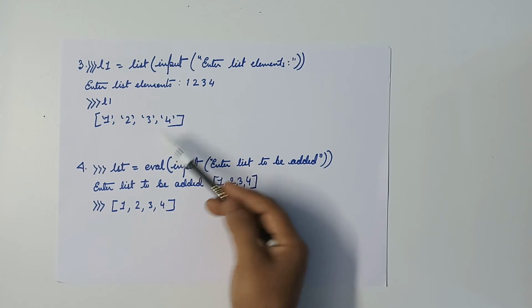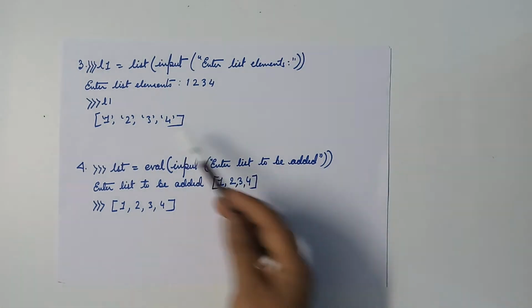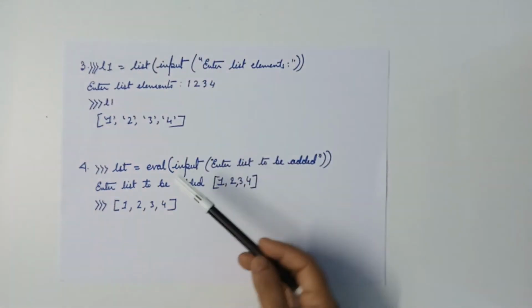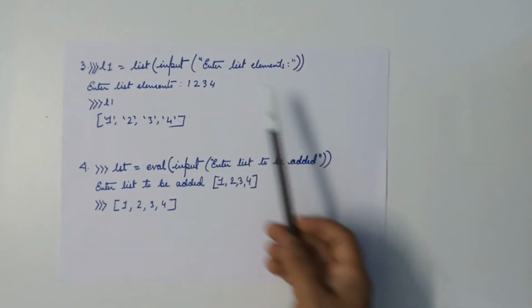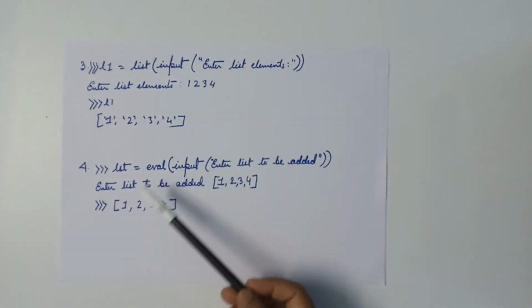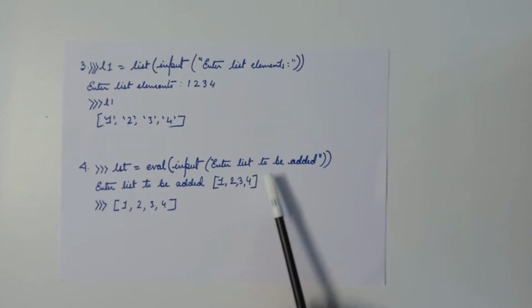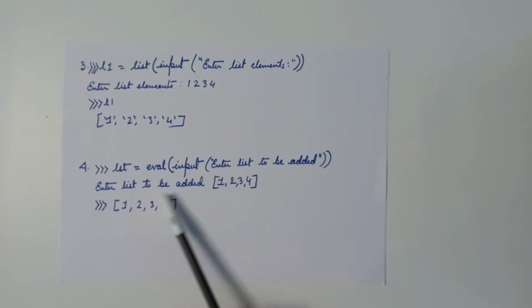So what can be done? To solve this problem, instead of using list, we can use the eval function. The eval function automatically evaluates the data type of the elements which will be part of the list. Now we'll do the same thing, but instead of list, we'll be using eval. Enter list to be added.